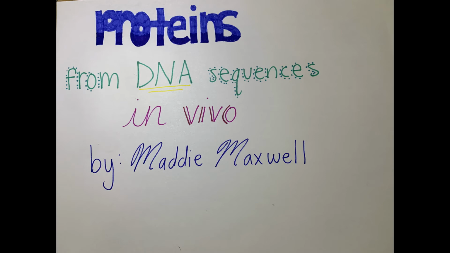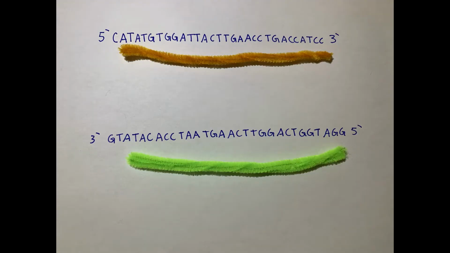Welcome to Proteins from DNA Sequences by Maddie Maxwell. A protein that is 5 amino acids long is formed from this DNA sequence in vivo. We must find which DNA strand contains a protein that is 5 amino acids long.